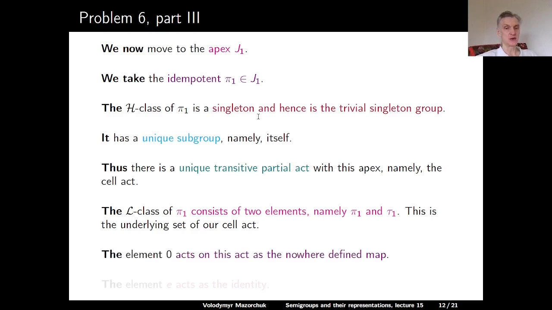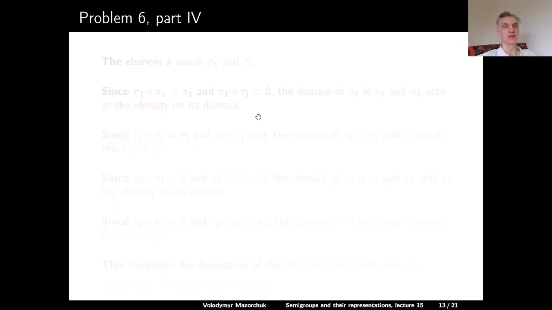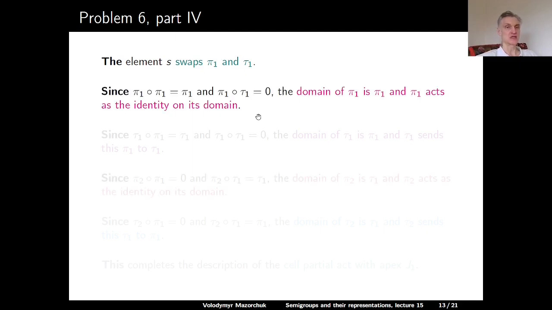The element 0 acts on this act as a map with the empty domain, as a map which is nowhere defined. And of course the element E acts as the identity. The element S, its multiplication with pi1 goes to tau1 and back, so it swaps pi1 and tau1. Since pi1 times pi1 is pi1 and pi1 times tau1 is 0, the domain of pi1 on our act is pi1, and pi1 is the identity on this domain.